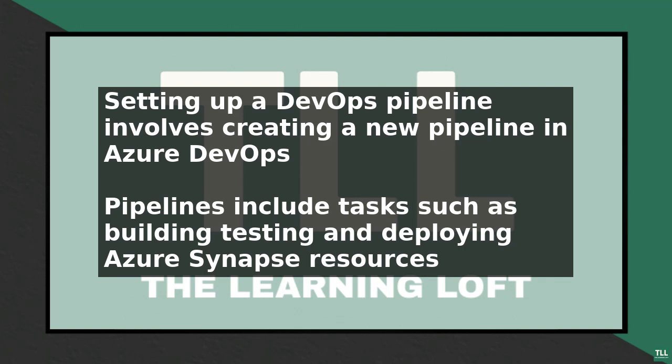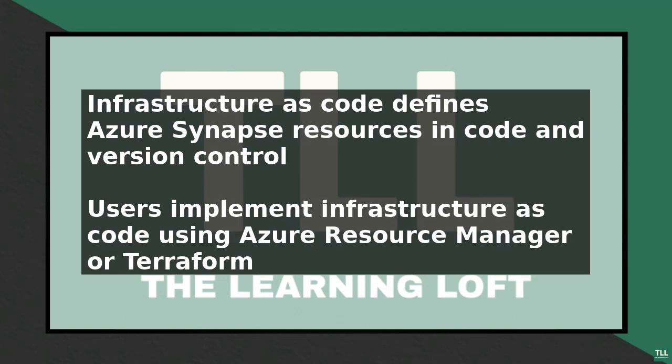To implement infrastructure as code, users can use Azure Resource Manager templates or Terraform. These tools allow users to define Azure Synapse resources in a JSON or HCL file, and then deploy them to Azure using the DevOps pipeline.